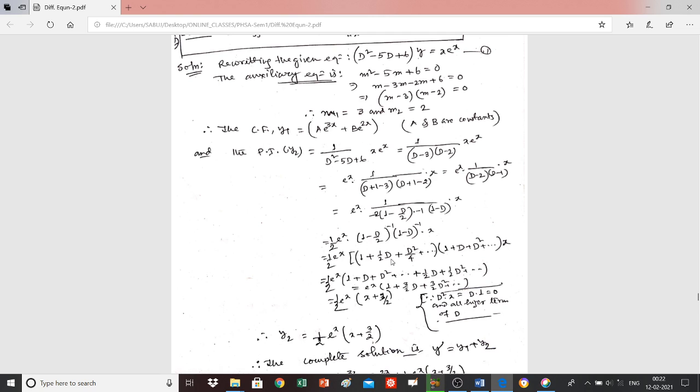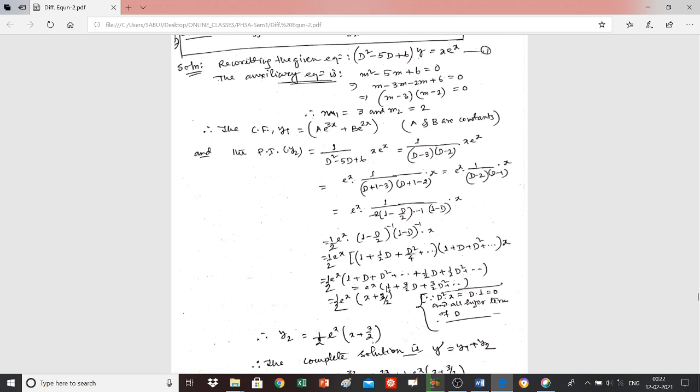So 1 plus half D plus other terms, because only the D term is non-zero, but higher terms than D, when applied on x, will provide a zero result, a null result, and this other factor is 1 plus D plus D squared, that is x. So from here just simplify.